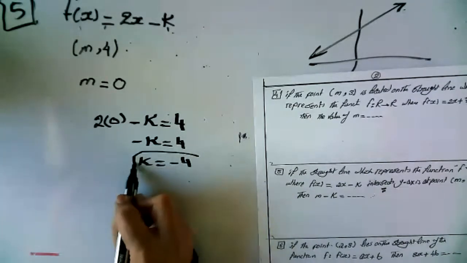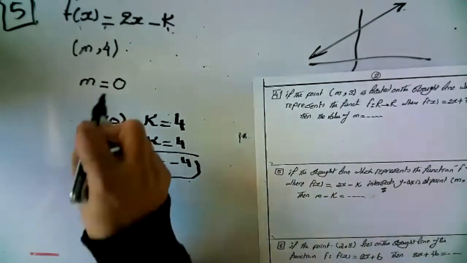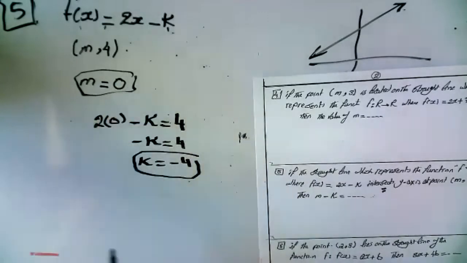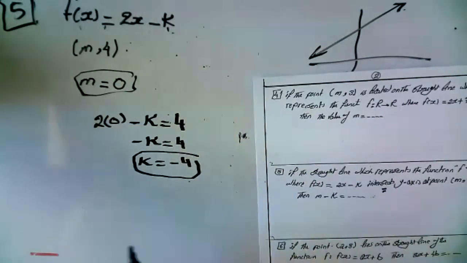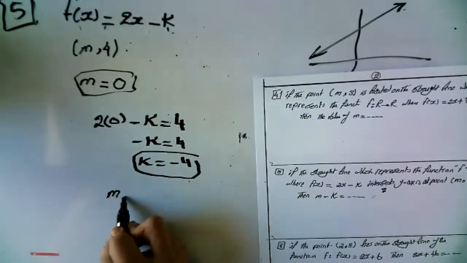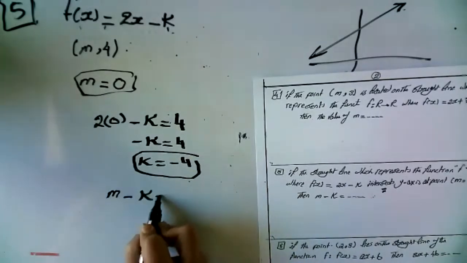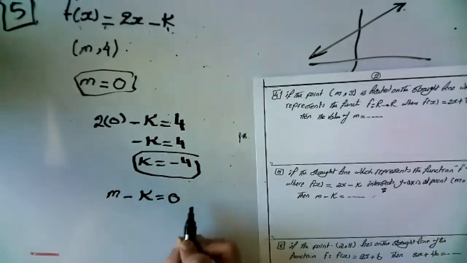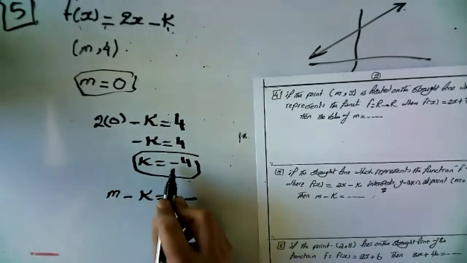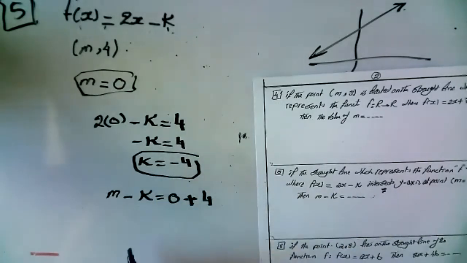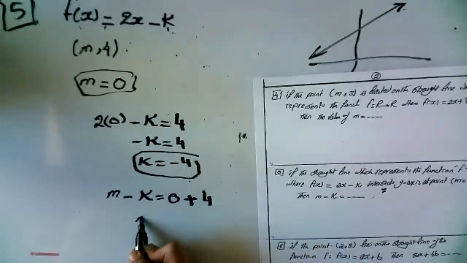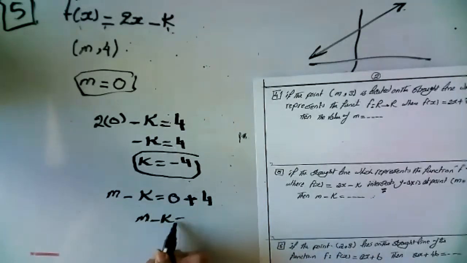Now we have the value of m and the value of k. The question is to get the value of m minus k. M minus k is m minus negative 4. K is negative 4, so it will be plus 4. Then m minus k equals 4.